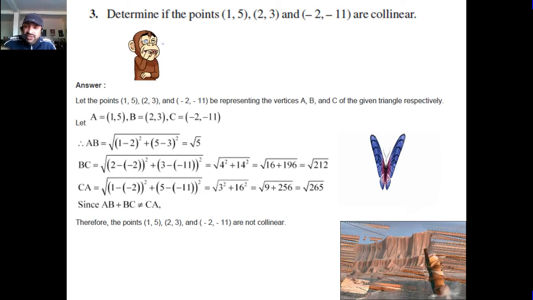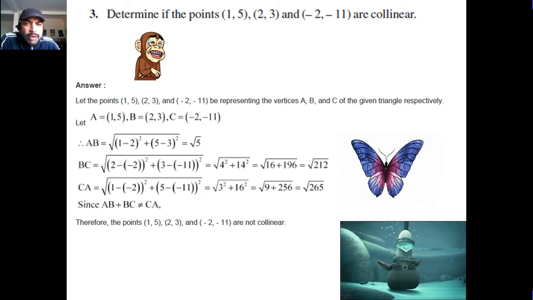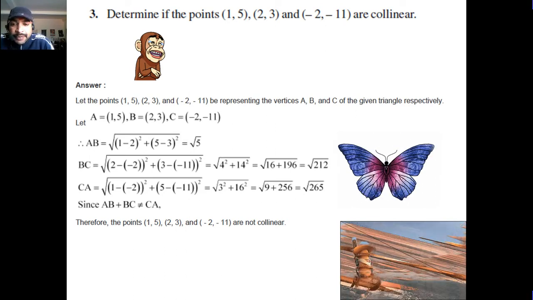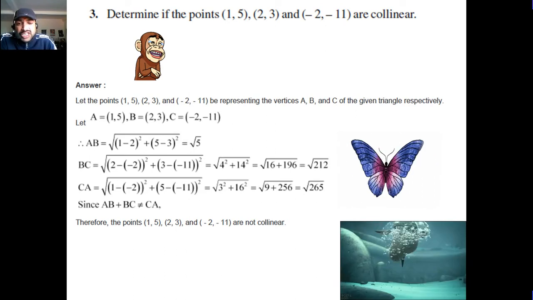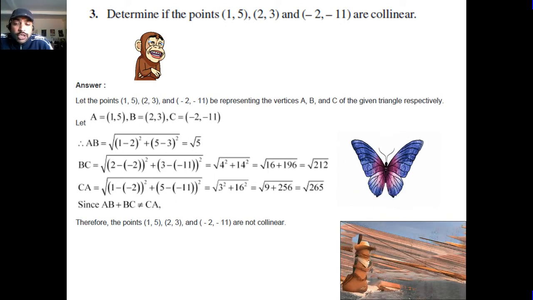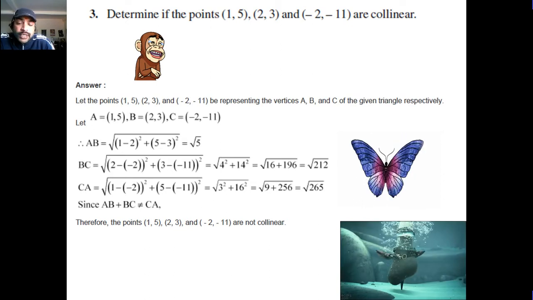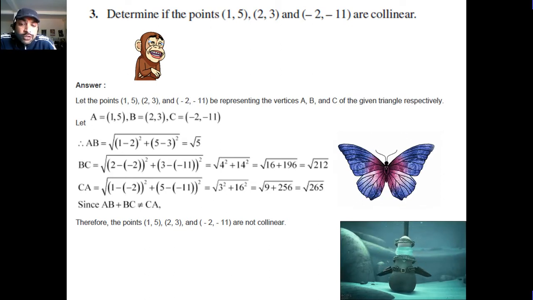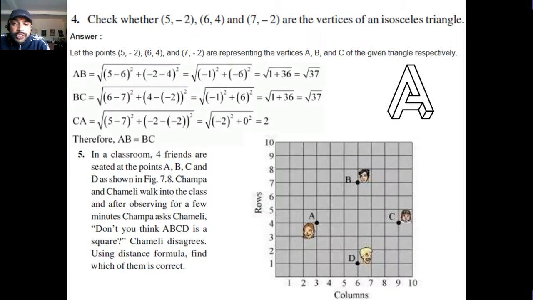Question number 3: Determine whether the points (1, 5), (2, 3) and (minus 2, minus 11) are collinear. AB is under root 5, BC is under root 212, CA is under root 265. AB plus BC is not equal to CA. Therefore the points (1, 5), (2, 3) and (minus 2, minus 11) are not collinear.